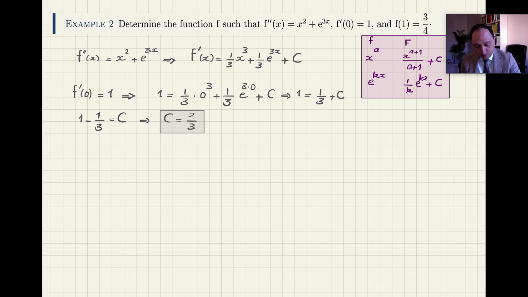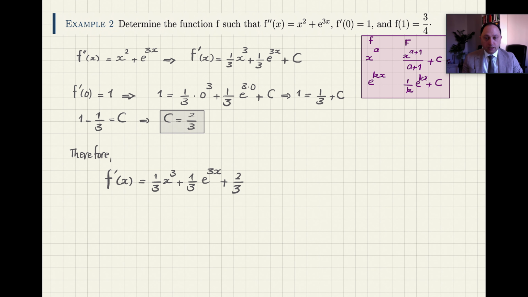But when I found the capital C, I can put it back into the derivative function. So I would say, therefore, f prime of x is completely determined. It is 1/3 of x cubed plus 1/3 of e to the power of 3x plus 2/3. Okay, but this is just now the derivative. The question asks you about the function itself.